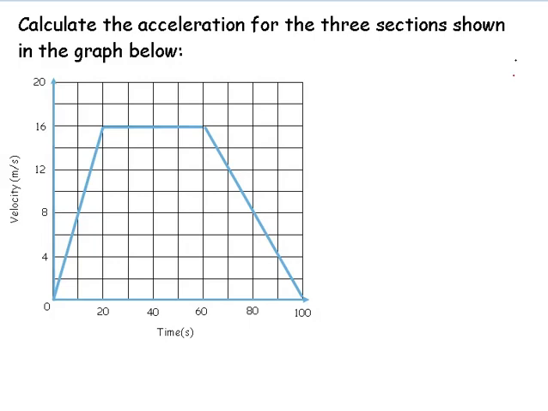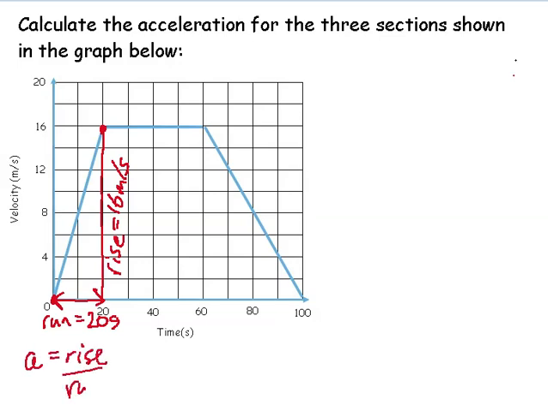So for the first section, which goes between 0 and 16 meters per second, we make a little right angle triangle. The run along the x-axis here is equal to 20 seconds. Meanwhile, the rise, well, from the start here, it goes from 0 up to 16. So it is 16 meters per second. We then know that the acceleration is equal to the rise over run. So for this section, that would be 16 divided by 20, which would be 0.8. Remember, it's an acceleration, so it's meters per second squared.